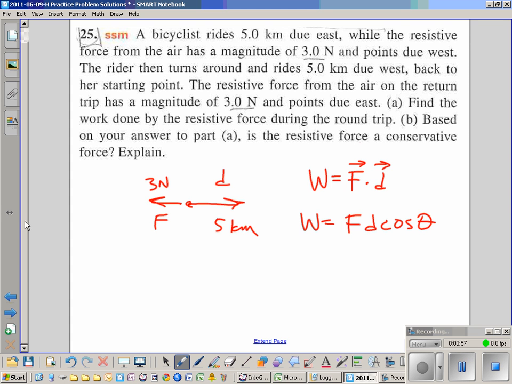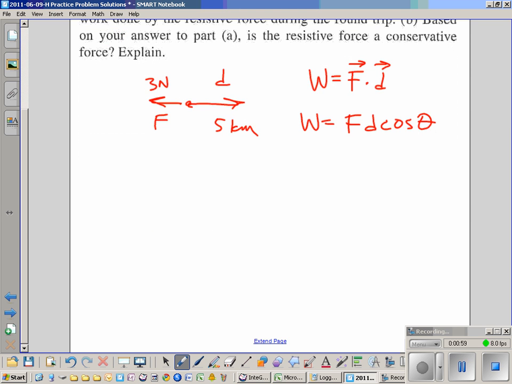Well, what is theta in this case? No, it's not 0. It's 180. And what about when he rides back this way, and the force is this way, 3 newtons, and here's D of 5 kilometers? What's the angle in this case? Also 180.